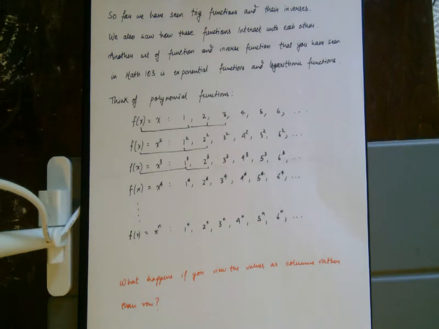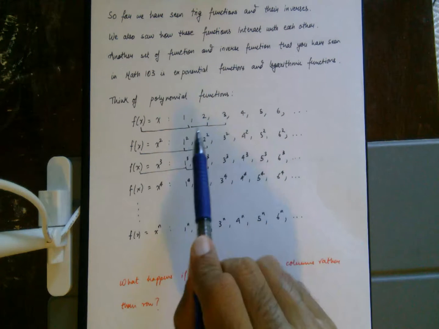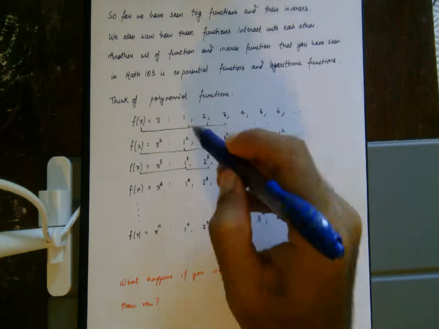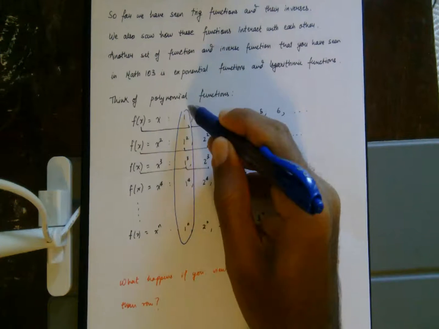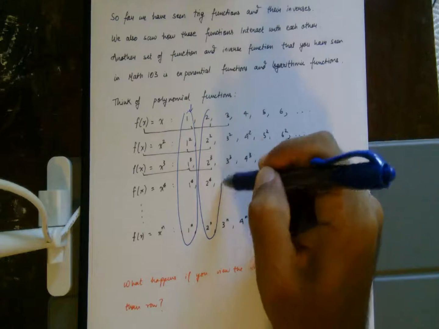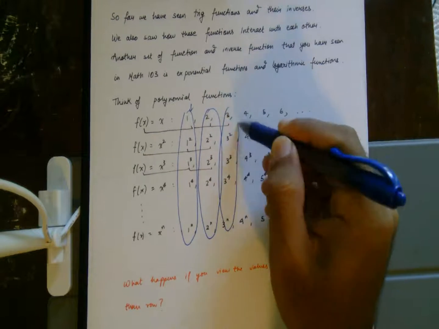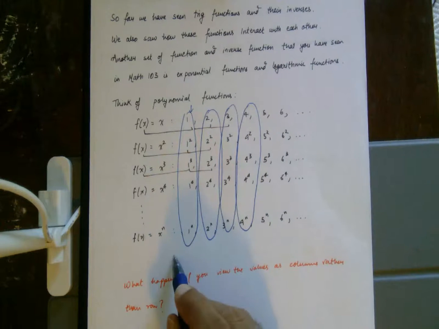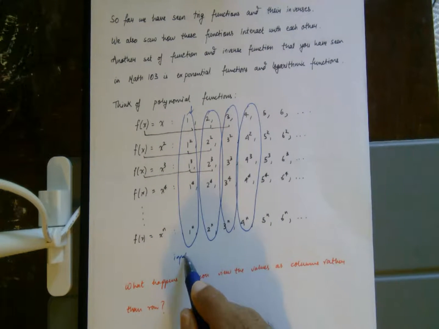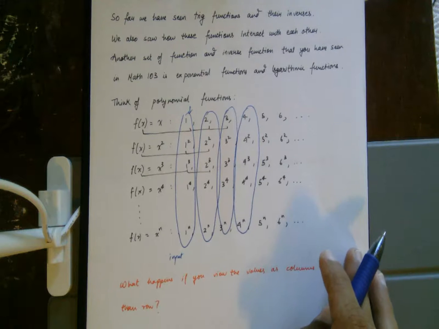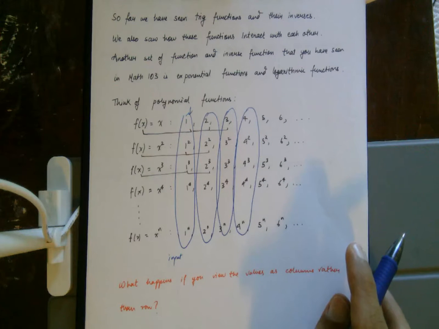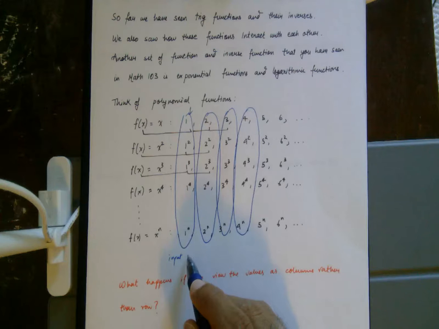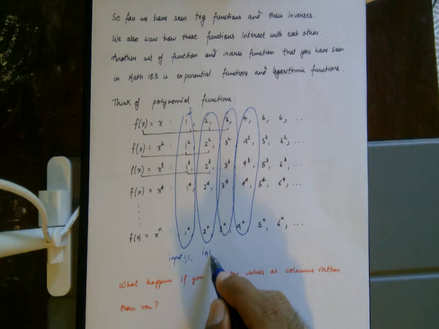But instead of looking at it left to right, what if I look at it top to bottom? Let's say I want a function which gives me these values for different inputs. In this case, the input would be 1, 2, 3.